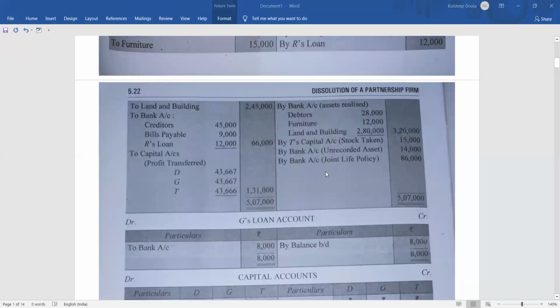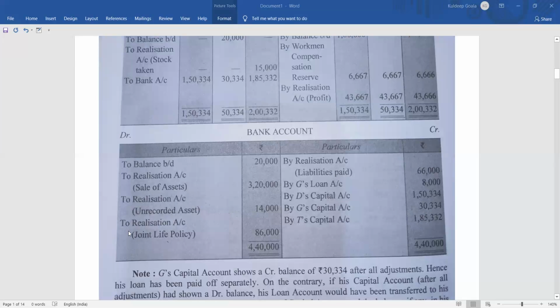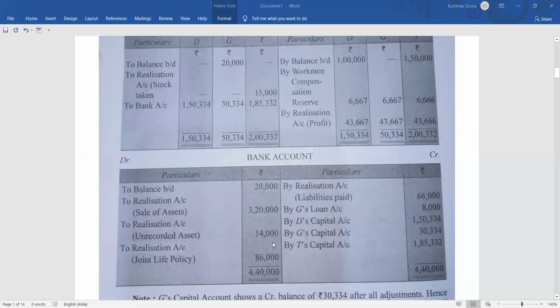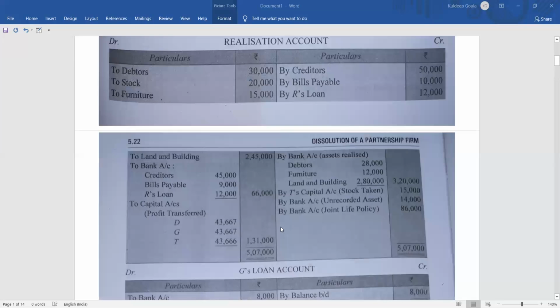Then coming to the next one, joint life policy, which of 86,000 we have got. The journal entry was: bank account debit to realization account 86,000. So that is why it is coming in the bank debit side: bank account debit to realization account joint life policy 86,000. Clear? Now we will go to the next one.